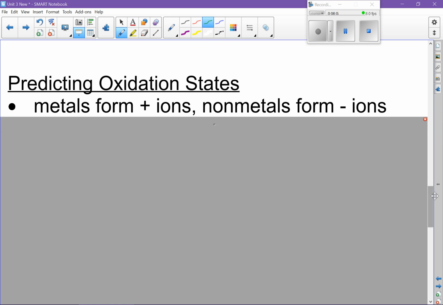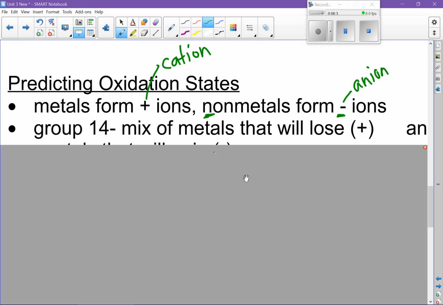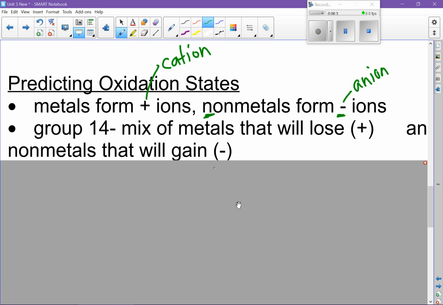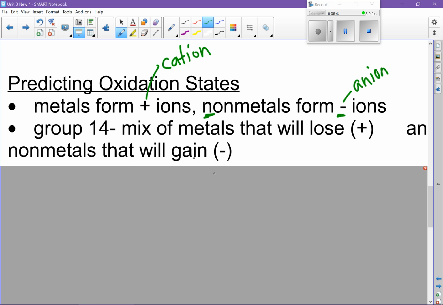When we have these ions, metals are going to become positive ions and nonmetals will become negative ions. Remember that positive is cation, so metals become cations and nonmetals make negative ions, or anions. A good way to remember that is nonmetal and negative both start with N. Group 14, which we skipped, is a little bit strange because it has metals and nonmetals. The metals in group 14 will become positive and the nonmetals will become negative. That's the only group that doesn't have just one or the other.